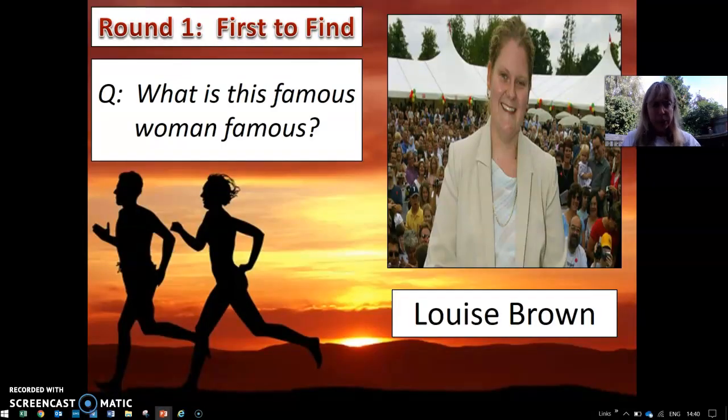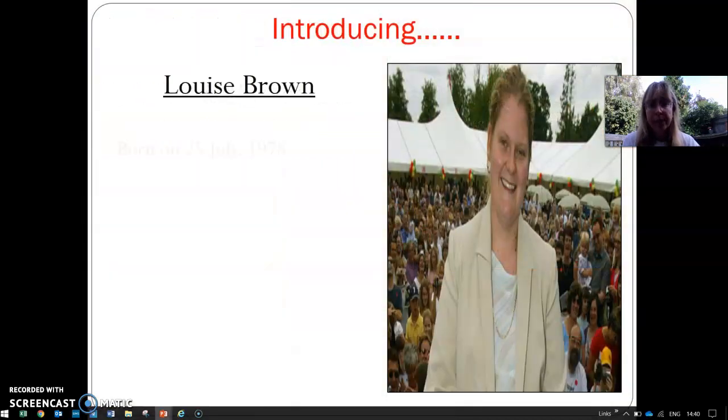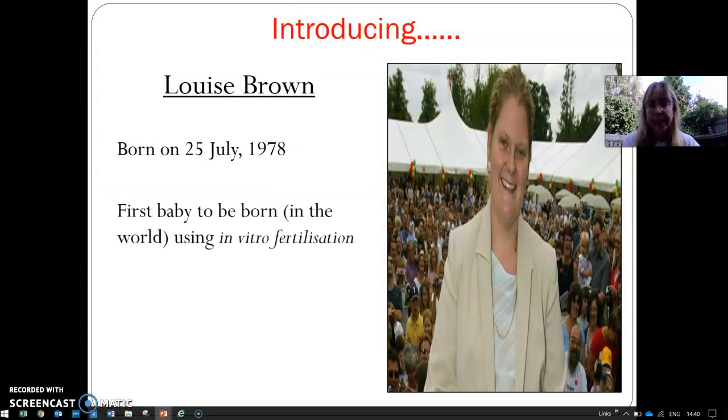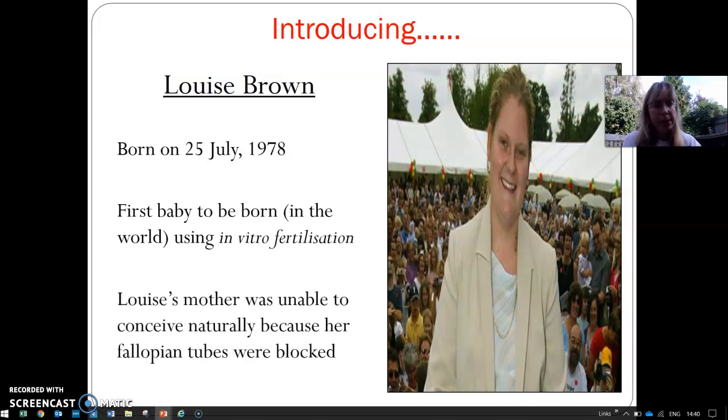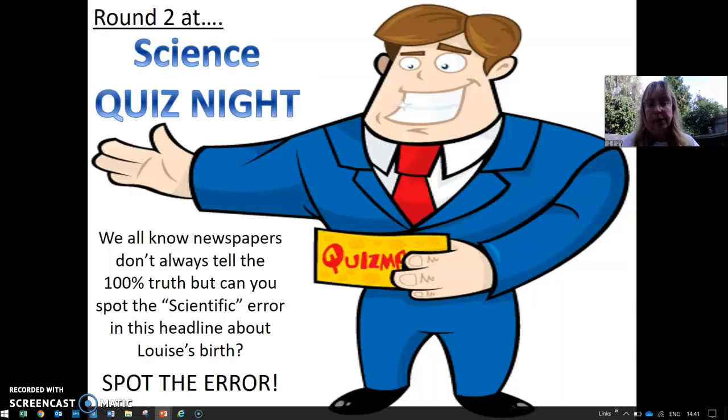Now, do any of you by any chance know who or what Louise Brown was famous for? Louise Brown is now in her early 40s, and she was actually born on the 25th of July, 1978, and she was the first baby to be born using IVF. Her mother was unable to conceive naturally because her fallopian tubes were blocked, so the egg couldn't actually travel to get fertilized.